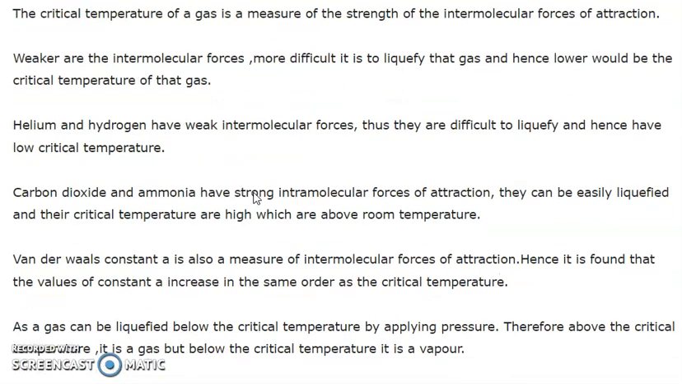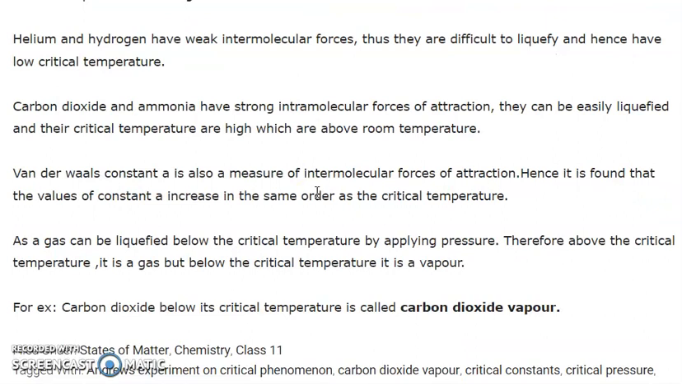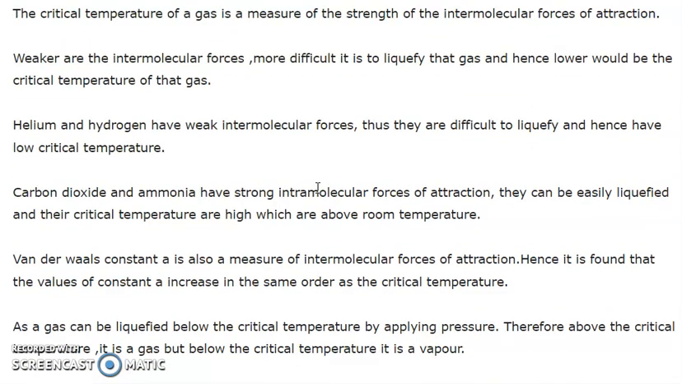You know, van der Waals constant is also a measure of intermolecular force of attraction. Hence, it is found that the values of the constant increase in the same order as the critical temperature. As a gas can be liquefied below the critical temperature by applying pressure, therefore above the critical temperature, it is a gas, but below the critical temperature, it is a vapor. So, friends, for example, carbon dioxide below its critical temperature is called carbon dioxide vapor.